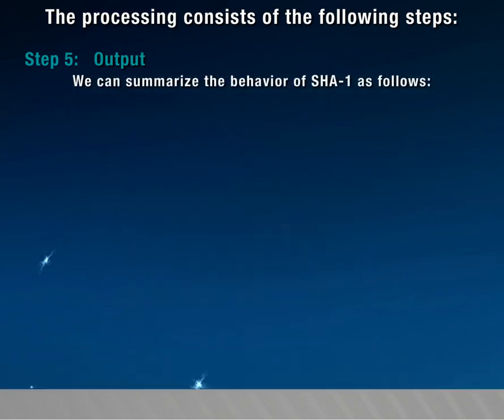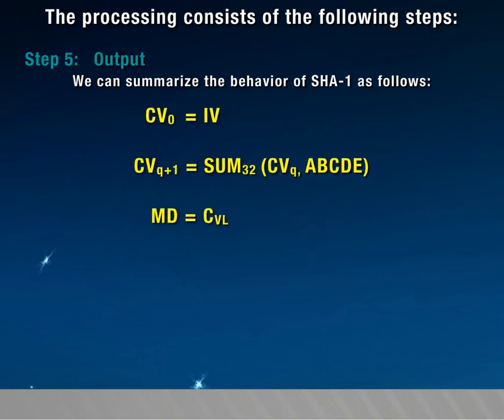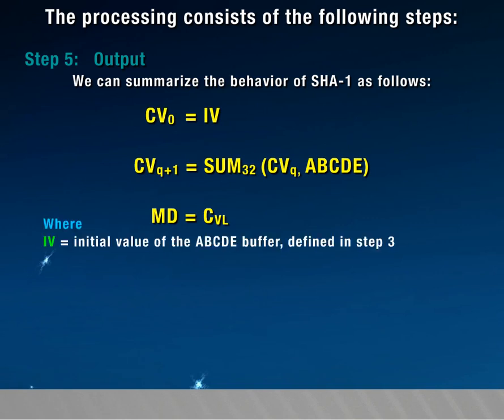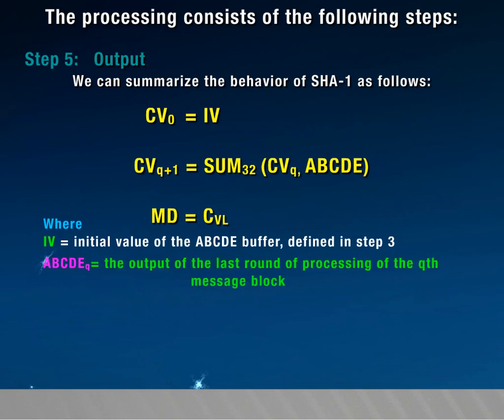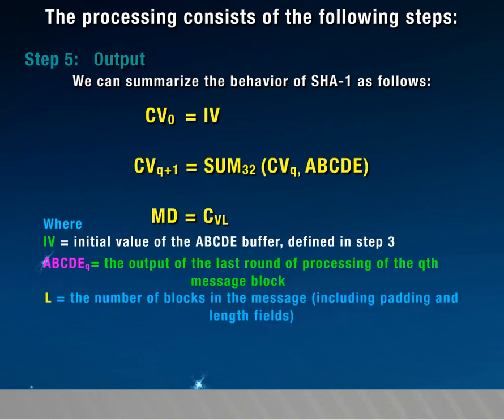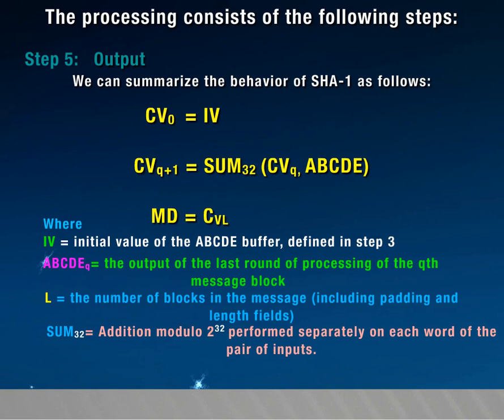We can summarize the behavior of SHA-1 as follows. CV0 equals IV. CVq+1 equals SUM32(CVq, A, B, C, D, E). MD equals CVL, where IV is the initial value of the A, B, C, D, E buffer defined in step 3. ABCDEq is the output of the last round of processing of the q-th message block. L is the number of blocks in the message including padding and length fields. SUM32 is addition modulo 2^32 performed separately on each word of the pair of inputs. MD is the final message digest value.